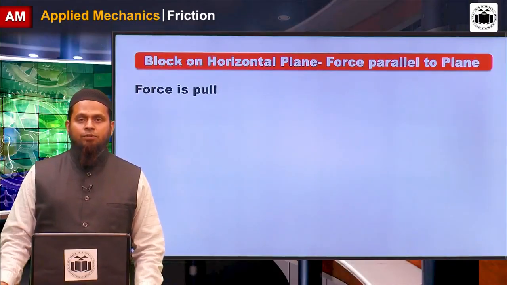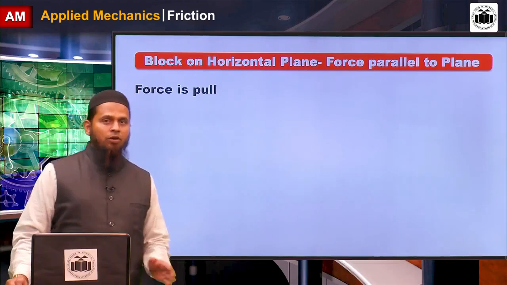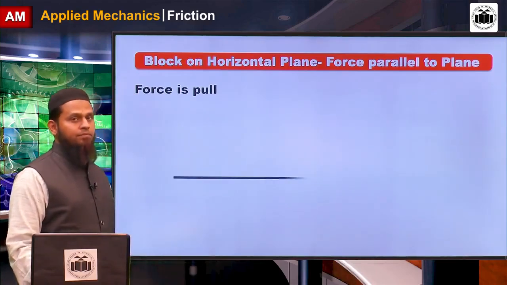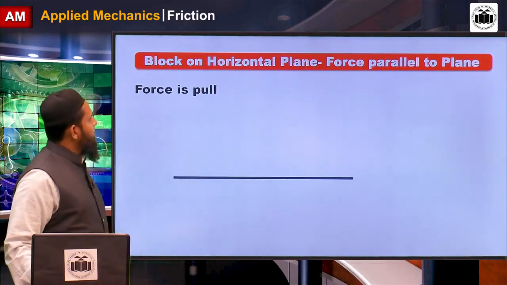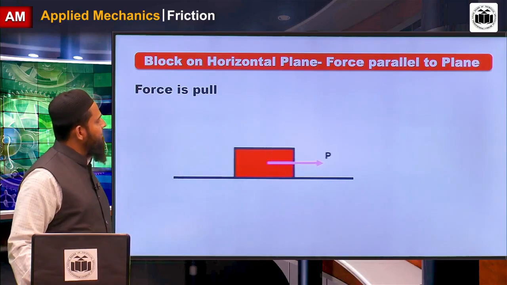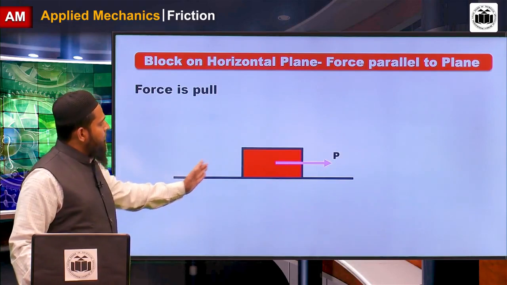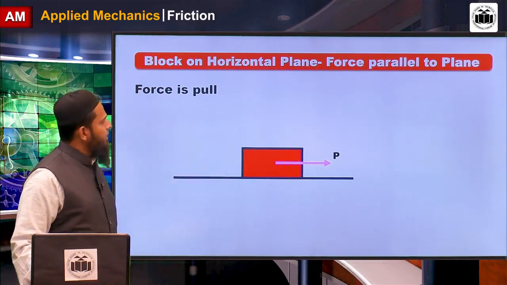In this, we discussed two types of problem: block on a horizontal plane and block on an inclined plane. Now, block on a horizontal plane and force is parallel to the plane. Force is pull. This is the first type of problem. In this, because of pull force, body is just on the verge of sliding.